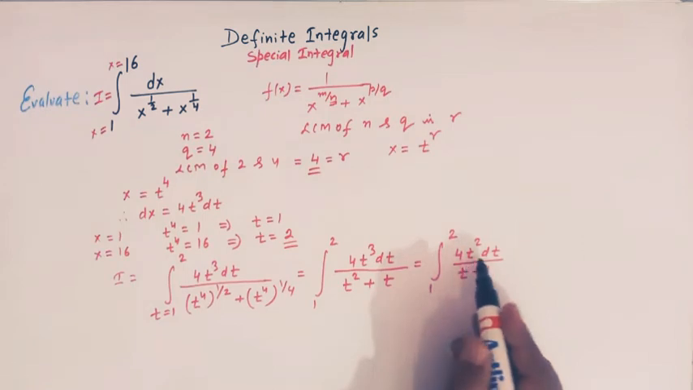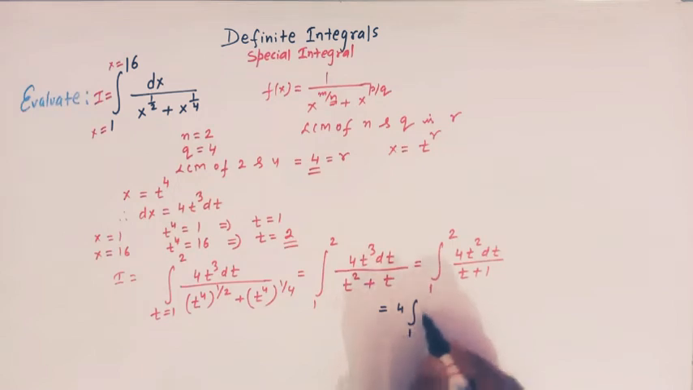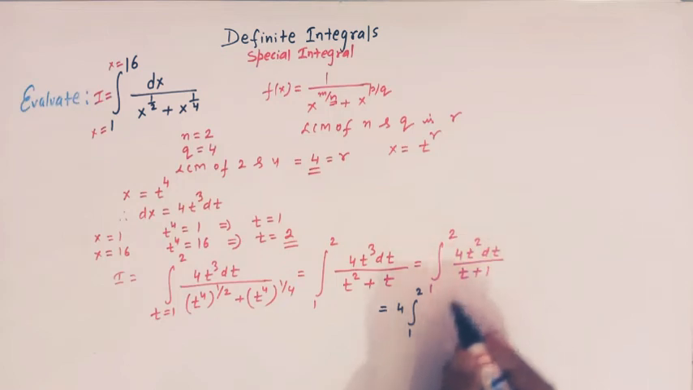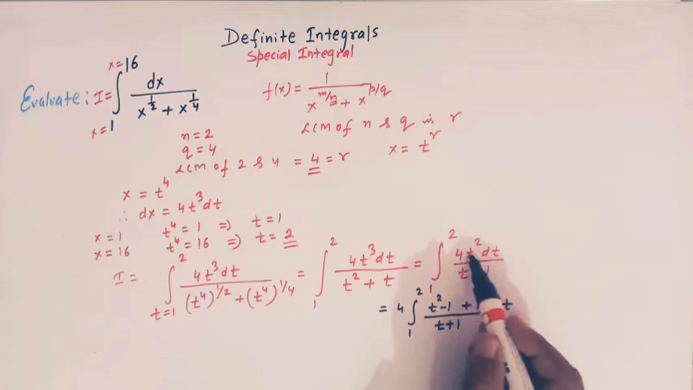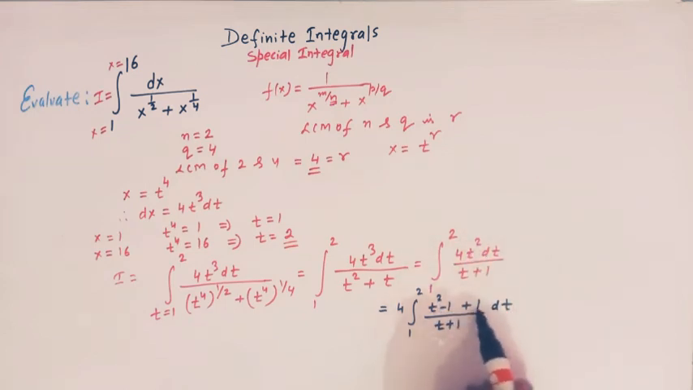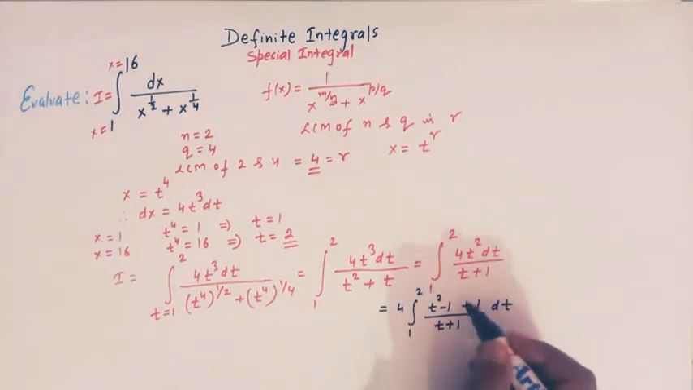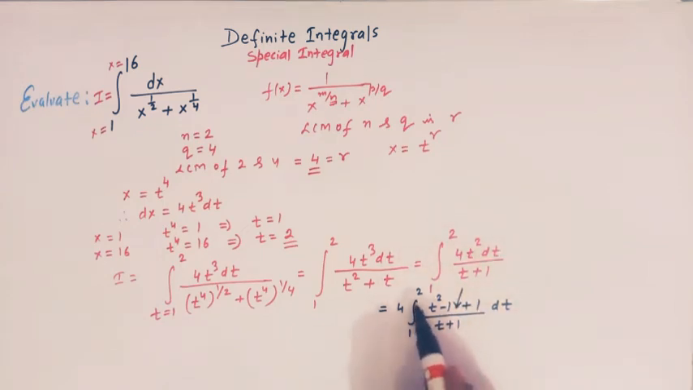To solve it further, we'll take 4 outside, and we have the integral from 1 to 2, and we are left with t square, and t square can be written as t square minus 1 plus 1, over t plus 1. We have expressed t square as t square minus 1 plus 1. This minus 1 and this 1 cancel, and we again get the same integral. Why are we doing this? Because we are going to split this integral from this point.